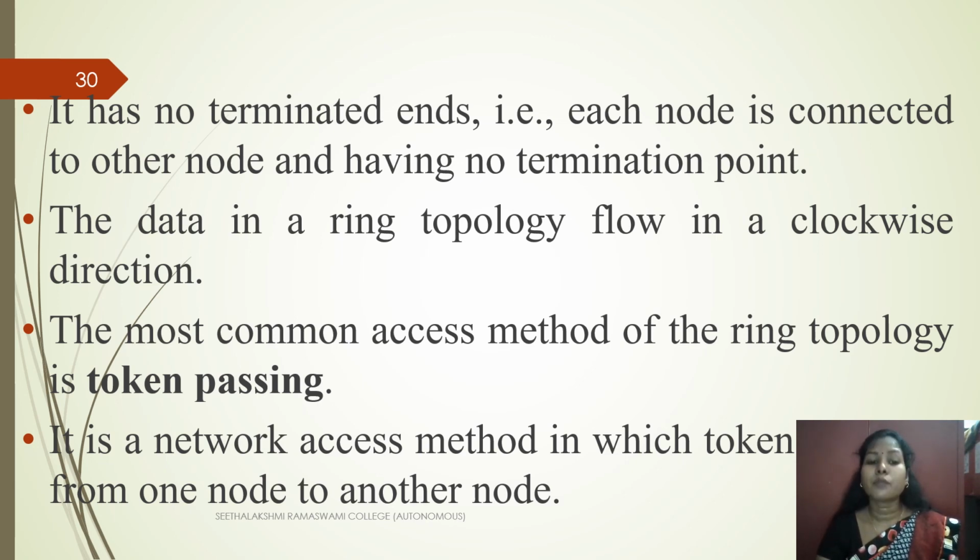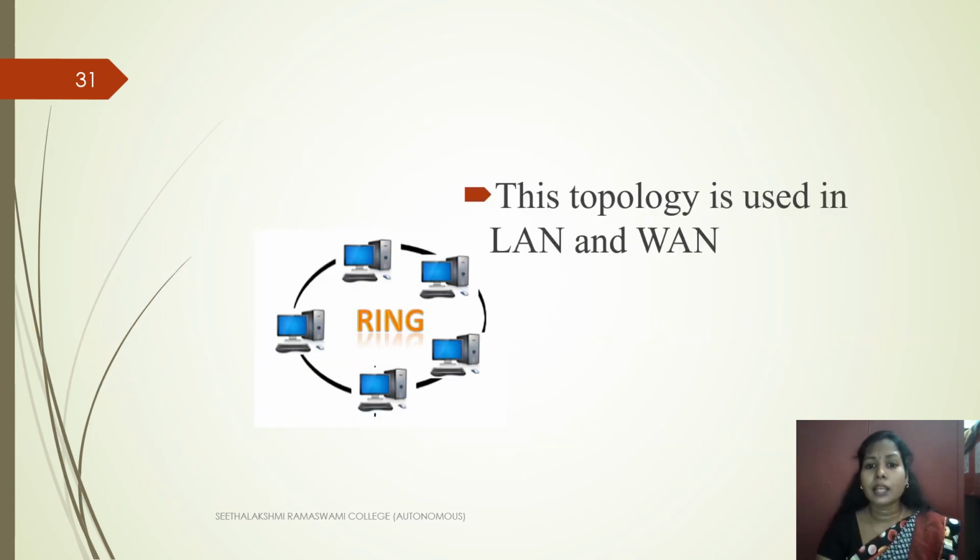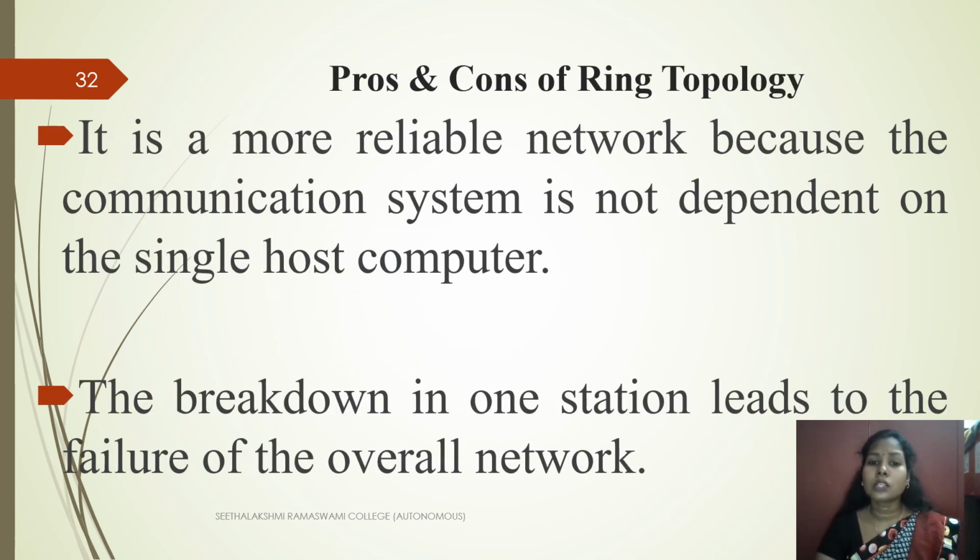The most common access method of ring topology is token passing. It is a network access method in which a token is moved from one node to another node. And this topology is used in LAN and WAN environments. Now, pros and cons of ring topologies. It is a more reliable network because the communication system is not dependent on a single host computer, and the breakdown in one station leads to the failure of the overall network.